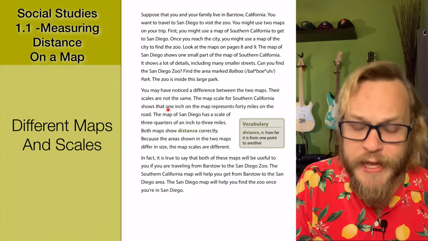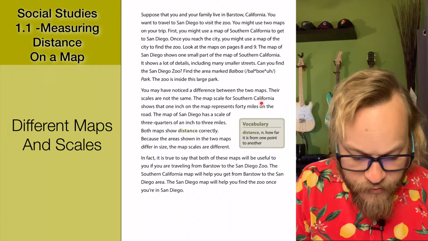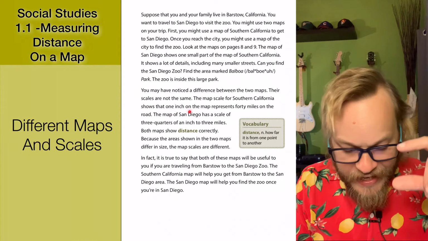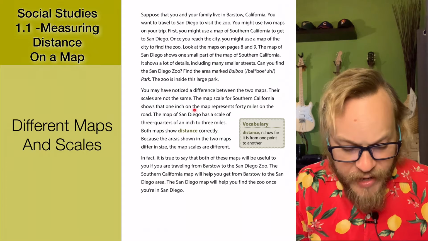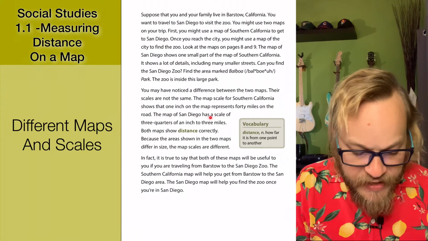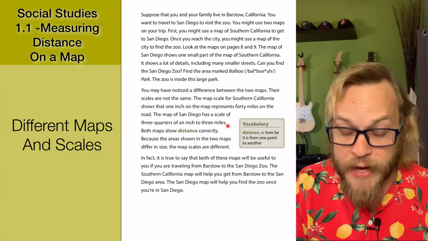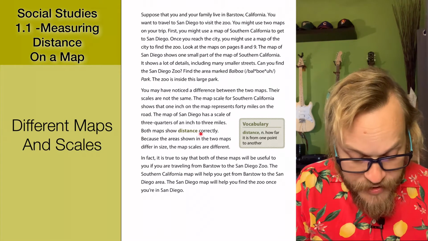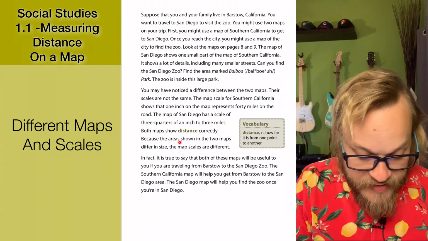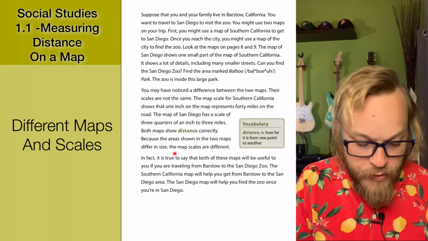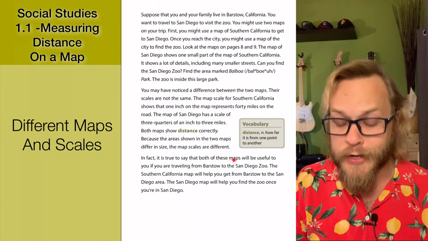You may have noticed a difference between the 2 maps. Their scales are not the same. The map scale for Southern California shows that 1 inch on the map represents 40 miles on the road. The map of San Diego has a scale that 3/4 of an inch is 3 miles. Both maps show distance correctly. Because the areas shown in the two maps differ in size, the map scales are different.